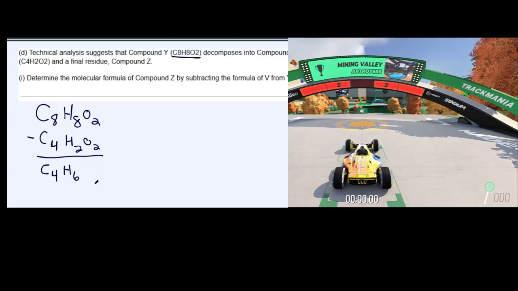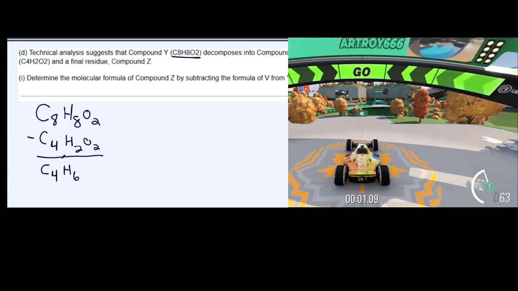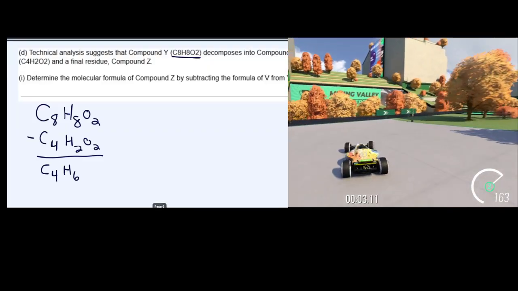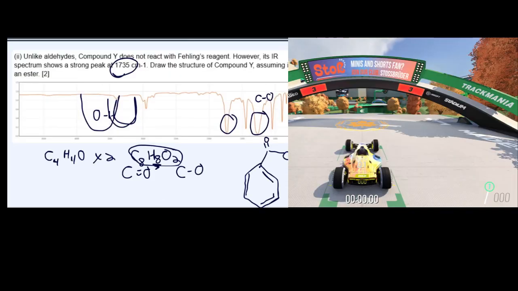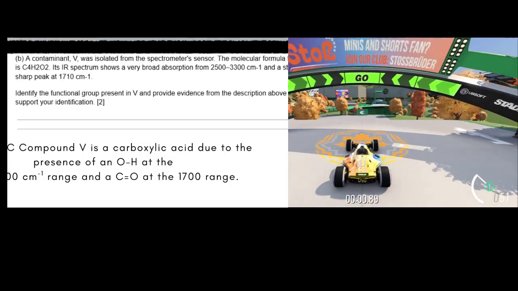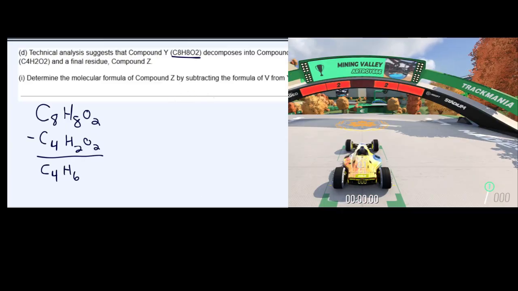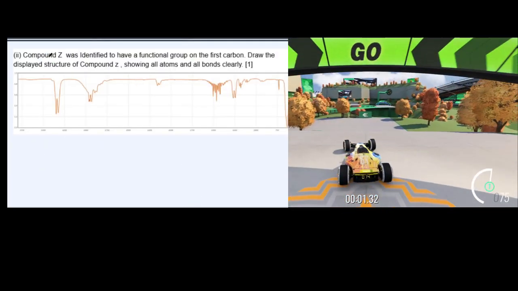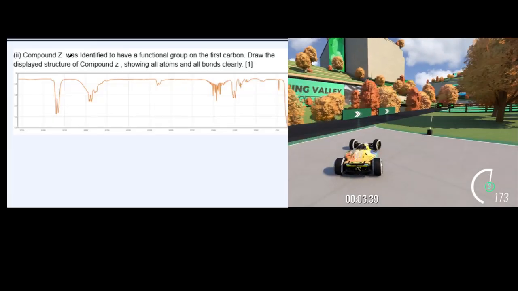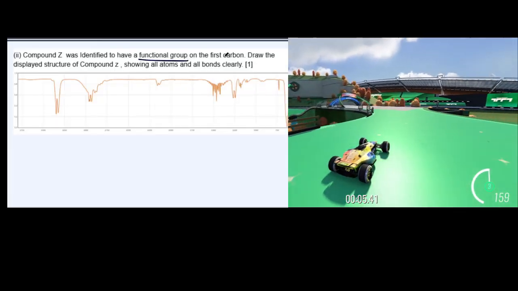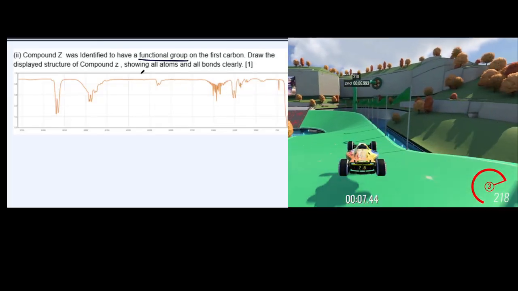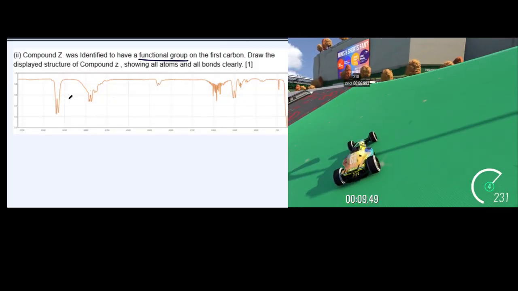That's it. We're left with just this one right here. Though I think I may have an error in my... No, it's all right there. Okay, so we have this here. This is our formula, and this is going to go right here. Then we take a look here, and it says that it has the functional group on the first carbon, which is a nice thing for it to tell us. And then we have this graph right here.